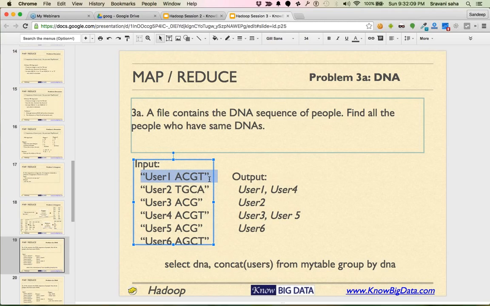If you try to get the list of users, then how will you get the list of users? Will you read the whole text once and then find the DNA and then do that?